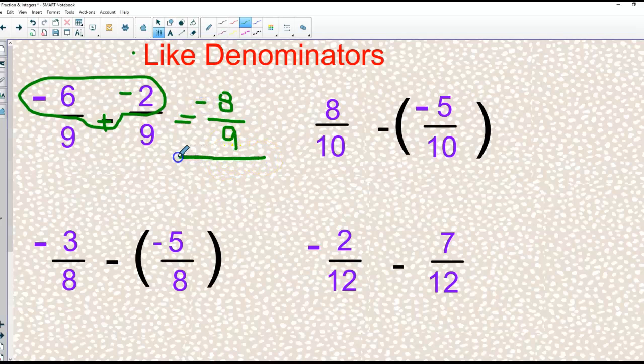That is not improper, and I also cannot reduce it. So that's as low as it will go. Okay, let's move over to the next one.